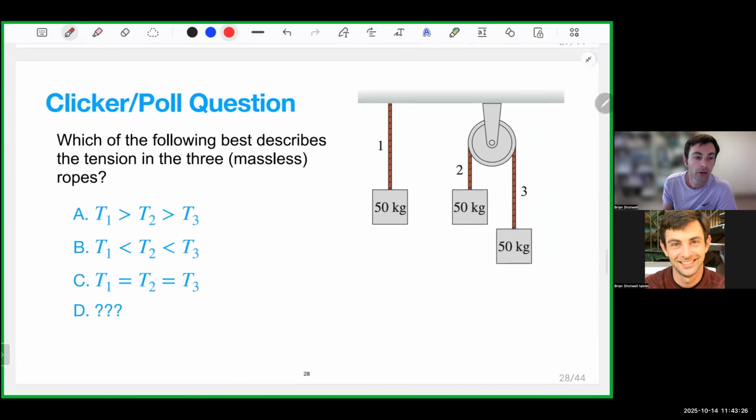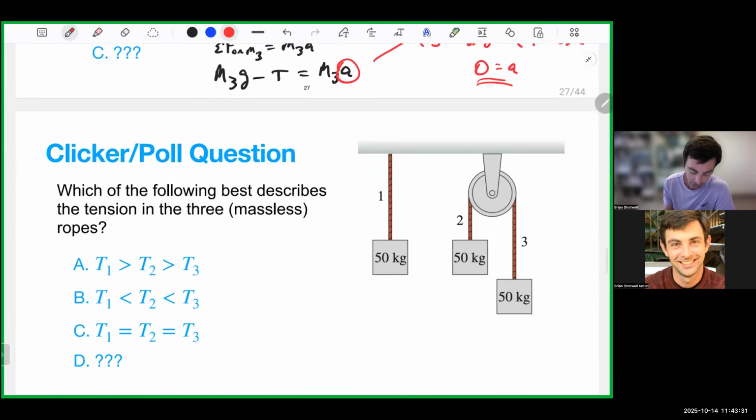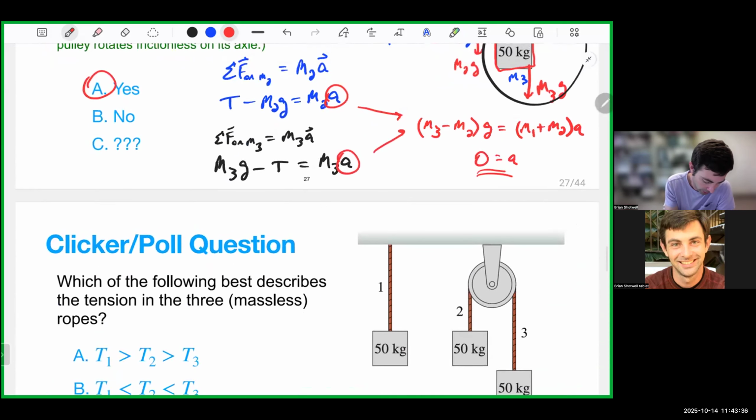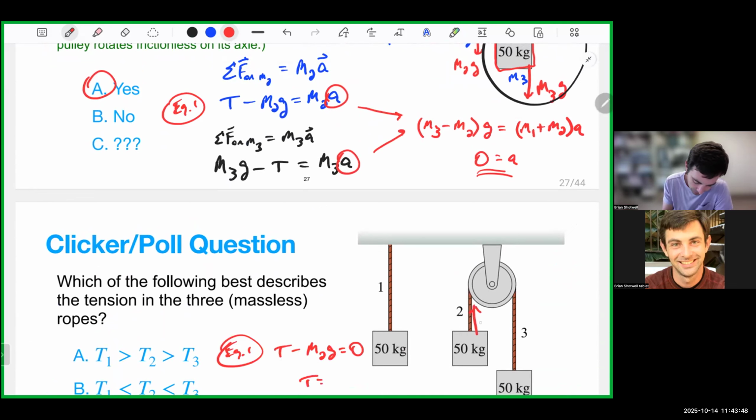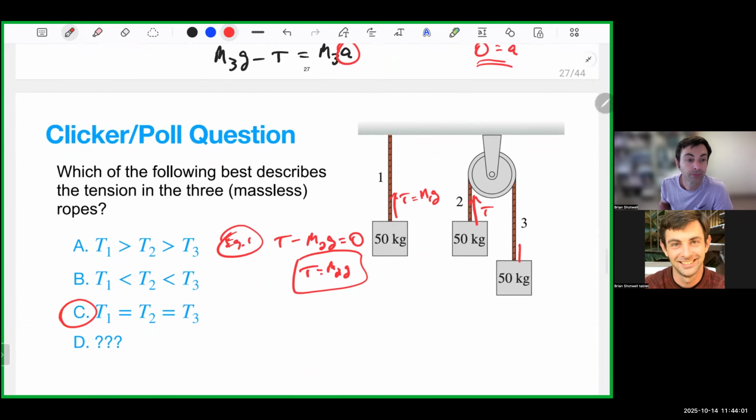Okay, so because they're all at rest, the tension needs to exactly balance. So if we take equation 1, for example, from before, and we use the fact that the acceleration is 0, we get T minus M2G is equal to 0, where the tension right here is M2G. So this tension is M1G. And this tension is the same thing as this. So all of the tensions are equal.